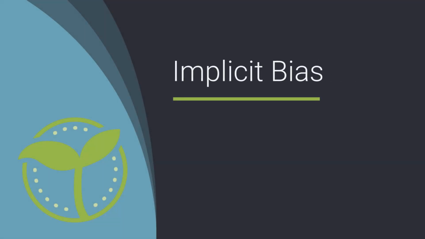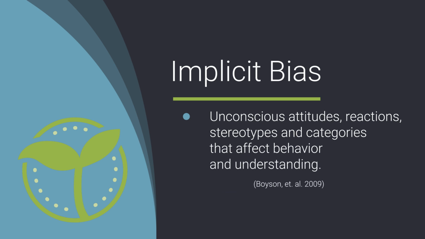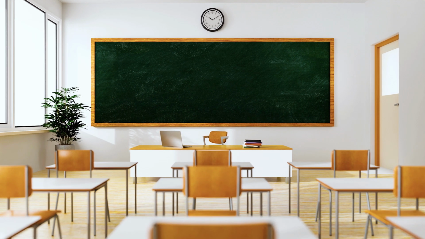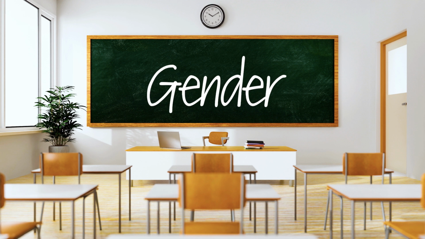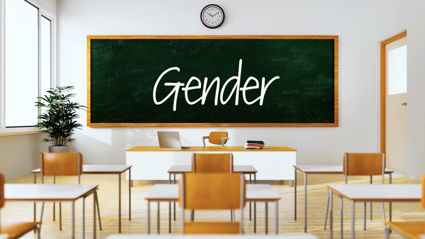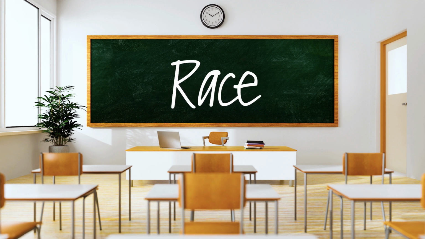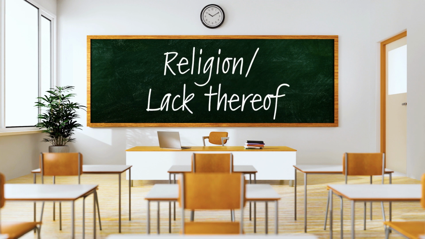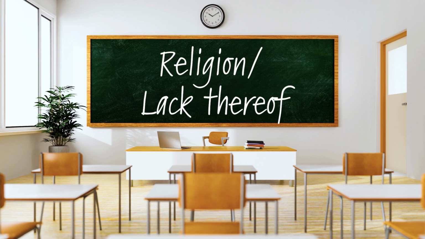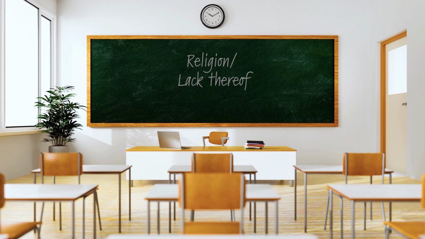Implicit bias is our own unconscious attitudes, reactions, stereotypes that affect our behavior and our understanding. In fact, implicit biases are widespread. Everyone possesses them, even people with a commitment to equality. The implicit associations we hold may not necessarily align with our personal beliefs. In fact, you may have implicit biases against these groups of people.